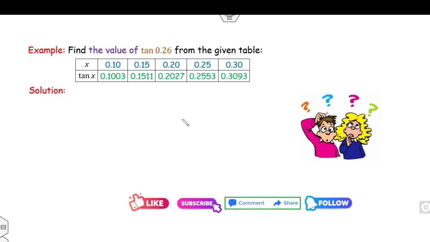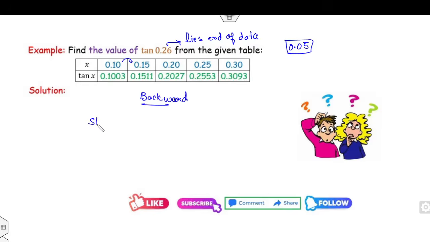Look at this next problem. How can you find the value at 10.26 from the given table? Again, it clearly says that 0.26 lies at the end of the information. Fine. Also, you can see the difference is my 0.05, which is uniform. So I can apply the backward difference formula.